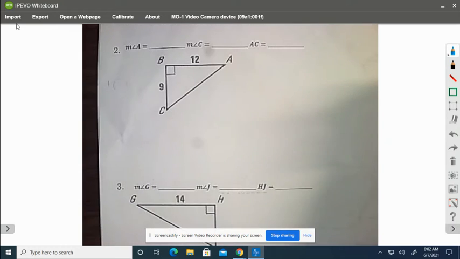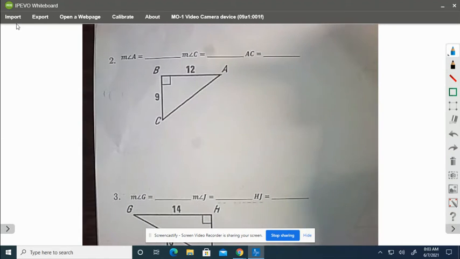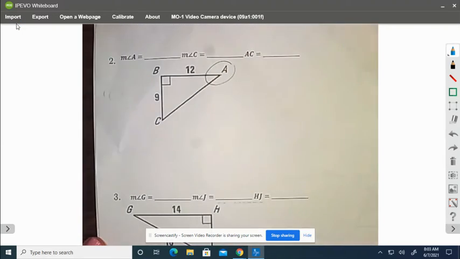Okay. All right. So number 2 is a little different than what we did with number 1 because they're not giving us any angles. So what we have to do here is find an angle. I'm going to pick an angle to find. They want me to find angle A, so I'm going to start with that one. I'm looking for this angle. I'm going to call it theta right now.